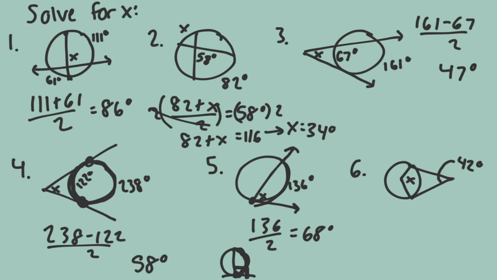And then finally for this last one, if you remember, these two angles are supplementary. So 42 plus x is 180. Then we can subtract 42 and we get 138.